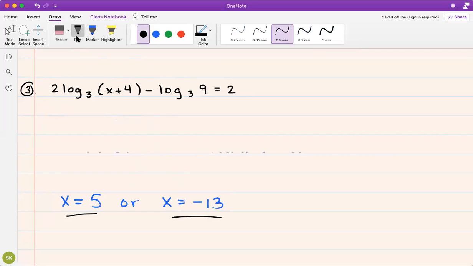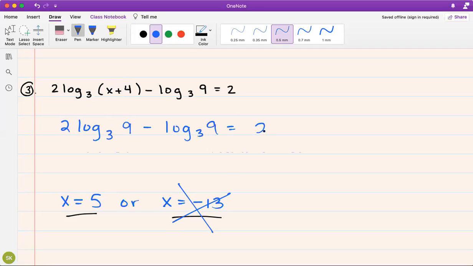And also, I just want to see if I get the right answer, because it's always good to double check your work. So if I plug in this negative 13 here, I'll get negative 9, which we can't have, negative 9 inside a log. Remember, whatever's here has to be greater than 0. So we're going to throw this one out. Now let's plug in 5. If I plug in 5, I get 5 plus 4. So this is 2 log base 3 of 9 minus log base 3 of 9 is equal to 2. Is that true? Well, we're going to put this 2 up here like we did before.